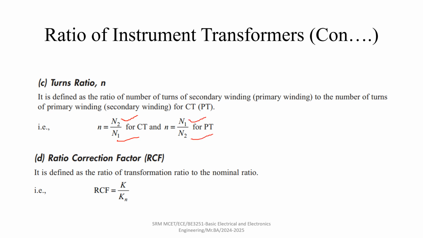We can see a small difference. For a current transformer, it is the ratio of secondary winding to the primary winding. In case of a potential transformer, it is the ratio of primary winding to the secondary winding. So this is the formula as well as the rules for the turns ratio for our construction of instrument transformers, like current as well as potential transformers. Next one is the ratio correction factor. This is nothing but the ratio of the transformation ratio to the nominal ratio, which we have already seen in the previous slides.